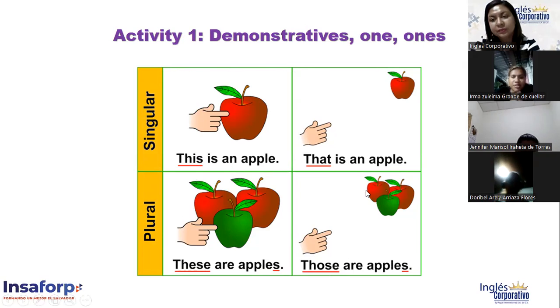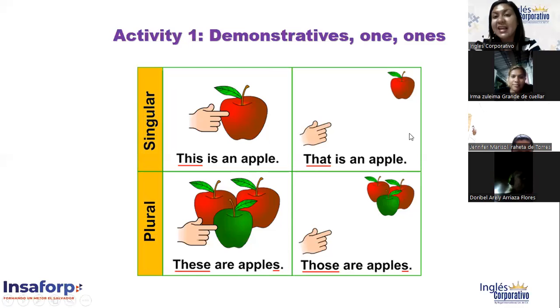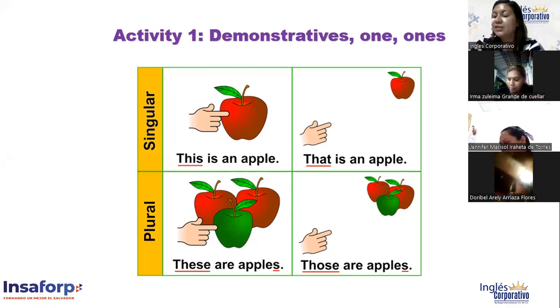Teacher, eso es lo que yo no entendía, porque era this si era singular y that si era también singular. Es el alejamiento. Exactly. This es que está cerca, lo puedo tocar. Y that es que está lejos. Entonces, this es para here, aquí, and that, over there, allá. Igual en plural, these, cerca, those, que están lejos. Hoy sí lo comprende, Irma. Yes, teacher. Muy bien.